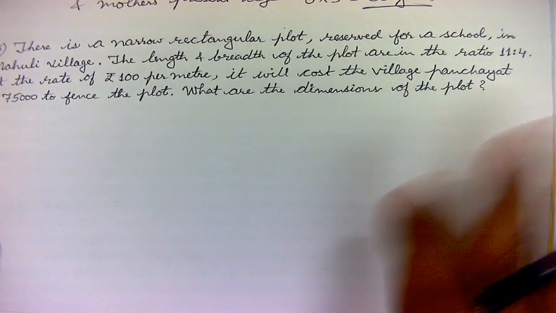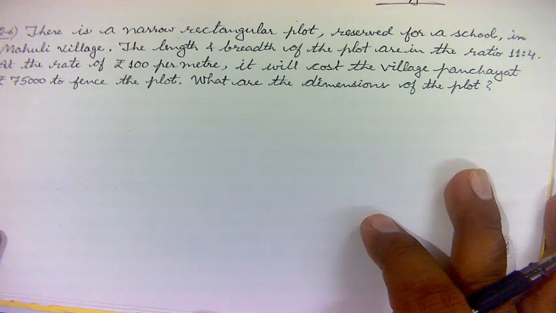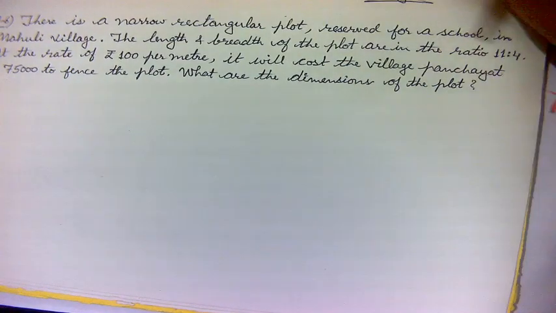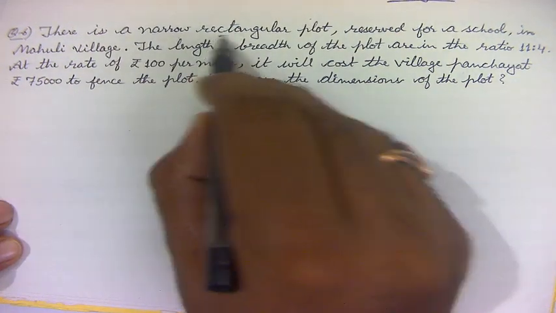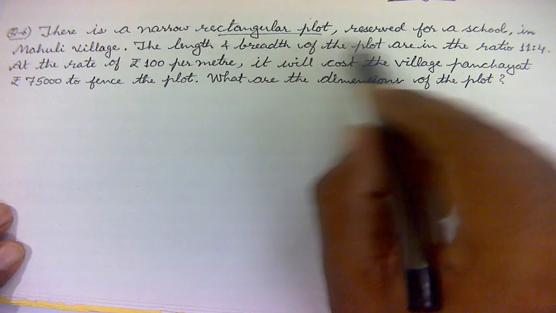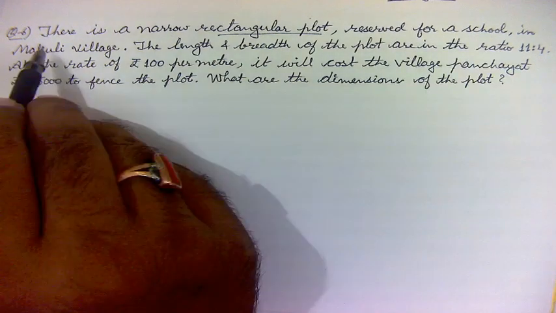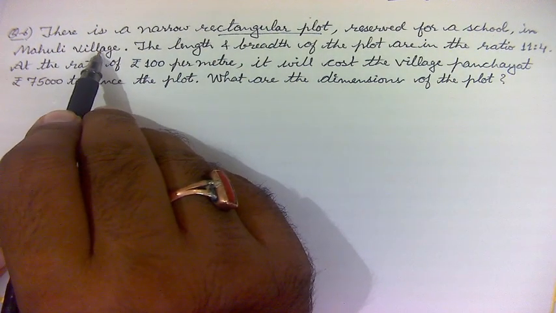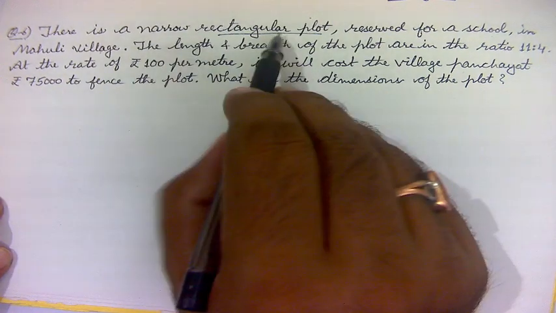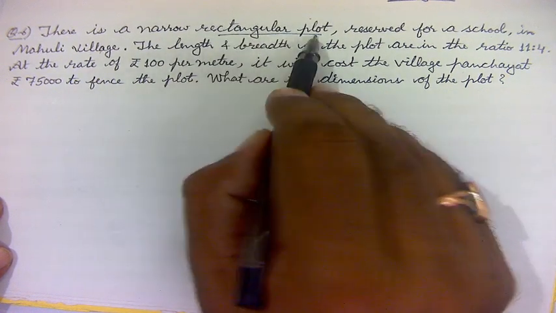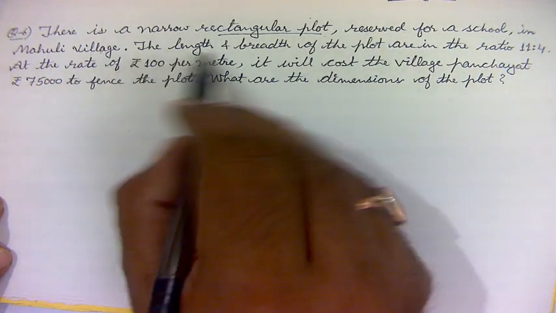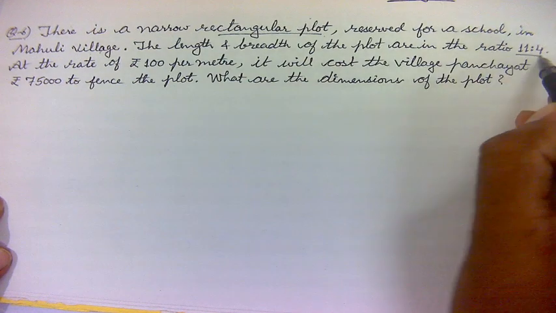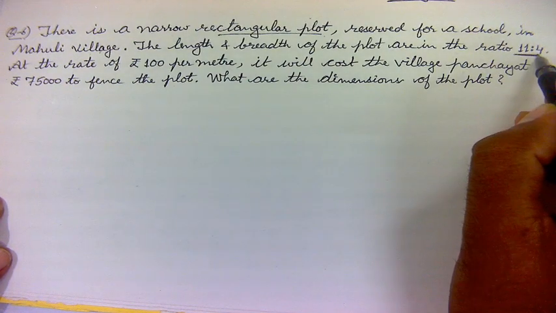Now question number 6. Question 6 says there is a narrow rectangular plot. So you have a rectangular plot which is reserved for a school in Mohali village. In that village, there is a rectangular plot which is reserved for a school. The length and breadth of the plot are in the ratio 11:4. These are the ratios given.